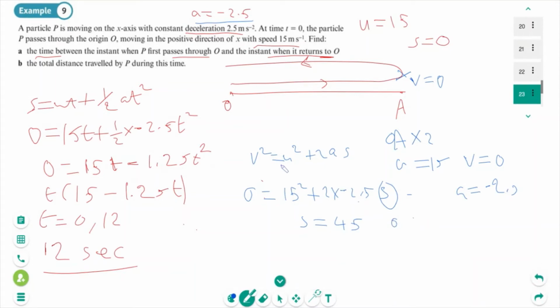That's the distance from O to A. But the question is saying find the total distance traveled during the time. So the distance traveled from t equals 0 to t equals 12 will be double that. So the answer to the question would be 90 meters. So total distance would be 2 times 45. There you go, 90 meters.